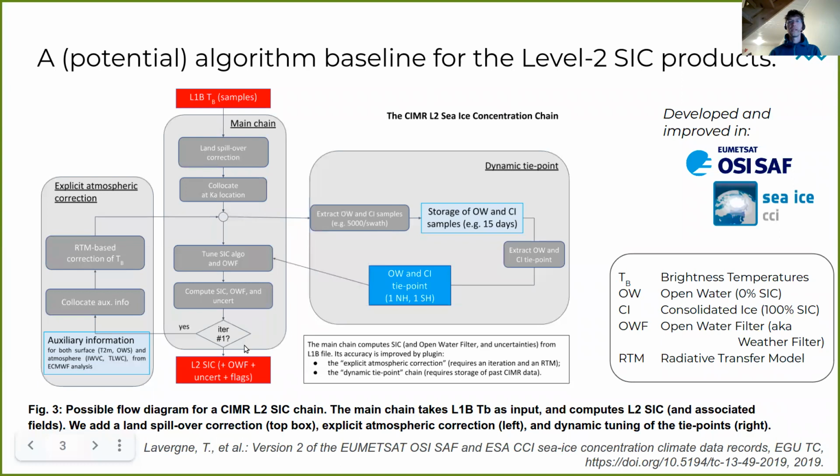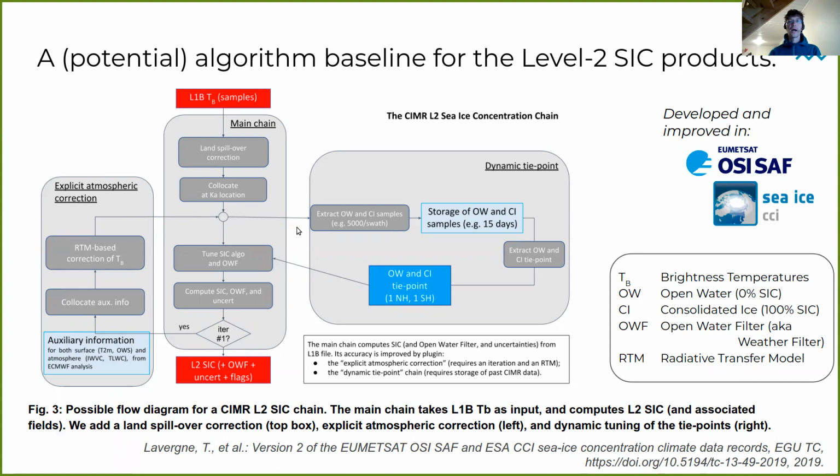Now, we could end here and exit with a level 2 sea ice concentration product, but we don't. Instead, we loop in this module here, the explicit atmospheric correction. We use a radiative transfer model and auxiliary fields from ECMWF to loop through the algorithms once more and really improve the accuracy of the ice concentrations.